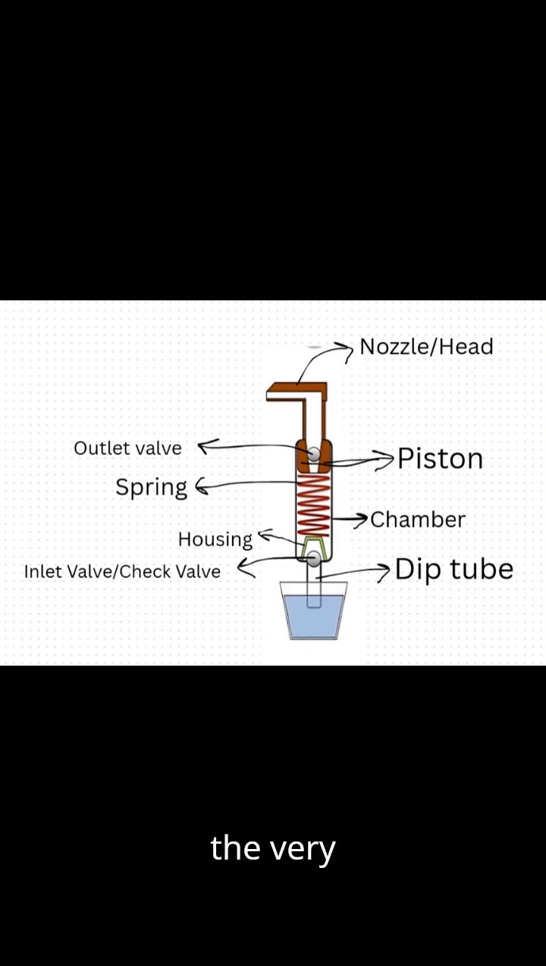The dip tube is at the very bottom in contact with the liquid soap. At the top of the dip tube sits a solid ball. This solid ball is kept in place with the help of a housing. The spring sits on top of the housing. Above the spring is a piston which pushes down, and at its center is another solid ball acting as a valve. And on top of all of this sits the nozzle head.